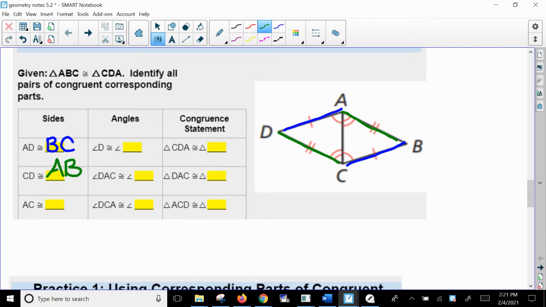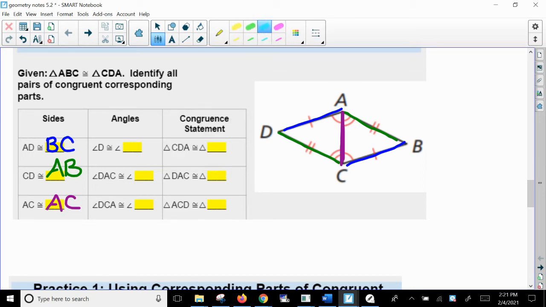And last, look down the middle. Down the middle, we got AC. Both of these triangles share side AC. So we say AC is congruent to AC. You don't have to flip the letters around. Don't say AC congruent to CA. You don't have to say that. AC, AC. Okay?